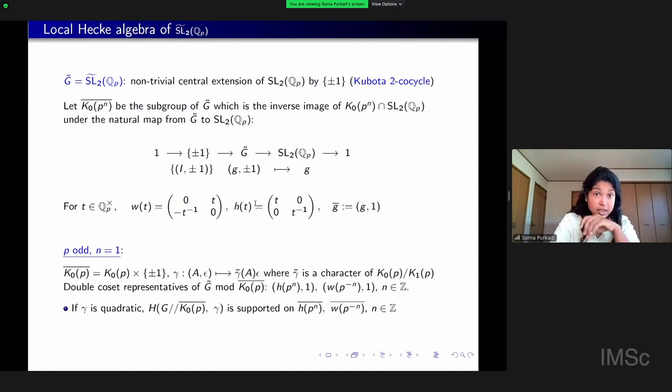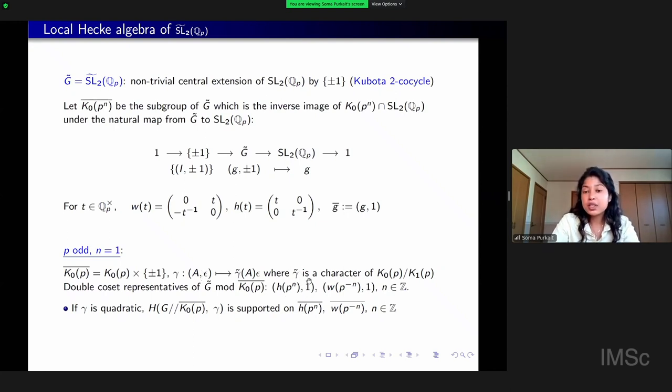Okay, so let me look at the case when p is odd and n is equal to one. In the case of GL_2, that should remind us of the Iwahori-Hecke algebra, so let's look at what happens over here. We have K_0(p) bar. As a group, it's a direct product of K_0(p) with plus minus one. We want to define a character gamma on K_0(p) bar, which is a genuine character, so that the action of this second component is not just trivial.